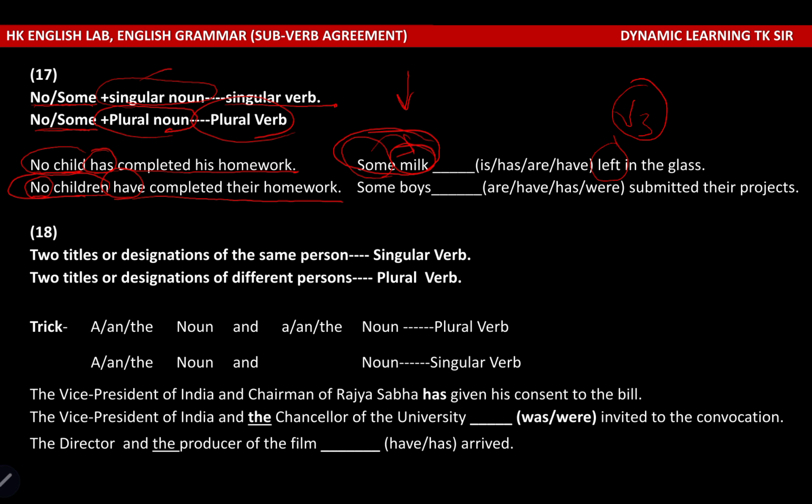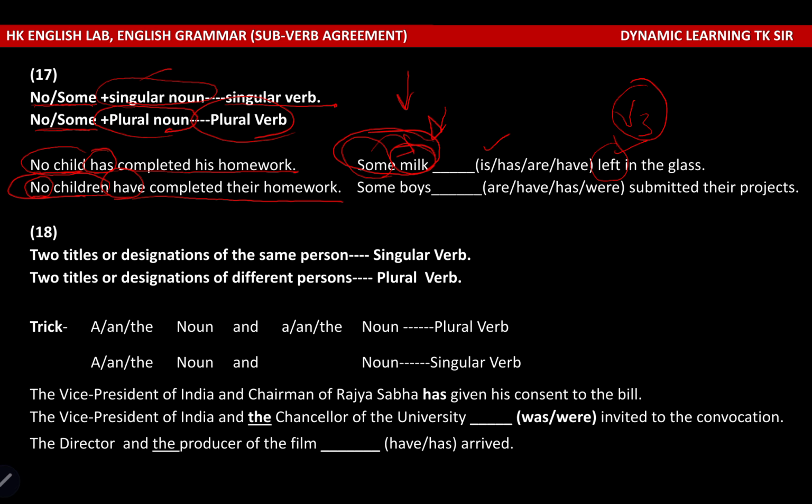Because look at here. If your subject is not any animal or human being, means it can't perform the action. Here, some milk, has it any ability to do any action? No, it will receive the action. Who receives the action? This is your object. And when you start the sentence with an object, that becomes your passive. So that's why even though you have V3 here, your answer will be is left.